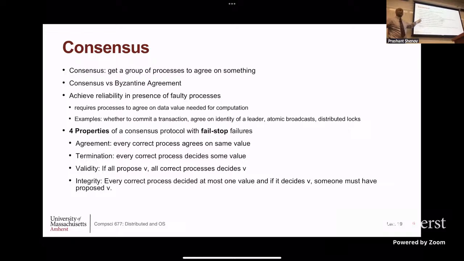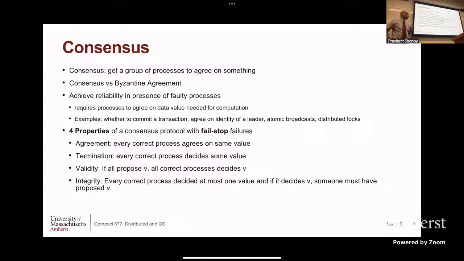First is agreement. Agreement says all processes are going to end up with the same value. This was the same thing as everybody commits or everybody aborts. So they should all agree on the same value. Termination essentially means that every process actually ends up with a value. It's not hung forever, so you're not going to be in a state where you make no progress. So you want the process to terminate. You want everyone to agree.